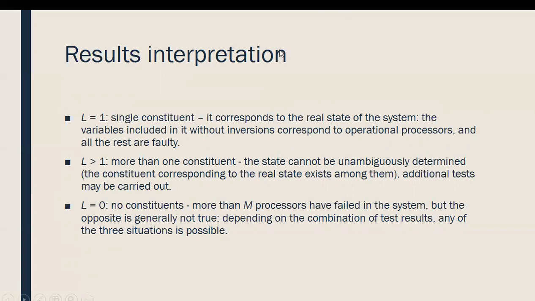However, the constituent corresponding to the real state exists among them, so additional tests may be carried out to determine it. For the case of no constituents, more than m processors have failed in the system. But the opposite is generally not true. Depending on the combination of test results, any of these 3 situations may be possible. But for the case when not more than n processors have failed, we will get this or this one situation.